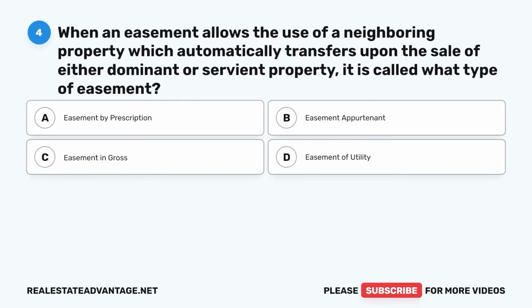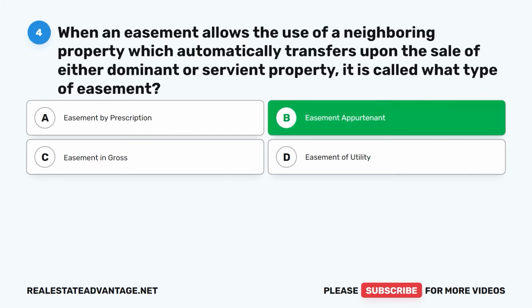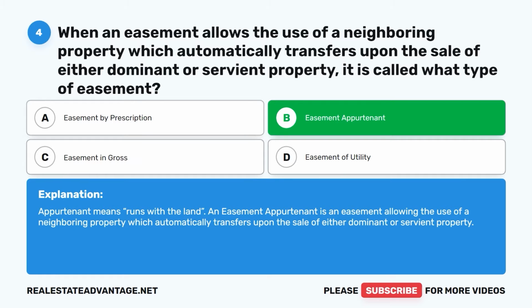Question 4. When an easement allows the use of a neighboring property which automatically transfers upon the sale of either dominant or servient property, it is called what type of easement? A. Easement by prescription. B. Easement appurtenant. C. Easement in gross. D. Easement of utility. The correct answer is B. Easement appurtenant. Appurtenant means runs with the land. An easement appurtenant is an easement allowing the use of a neighboring property, which automatically transfers upon the sale of either dominant or servient property.